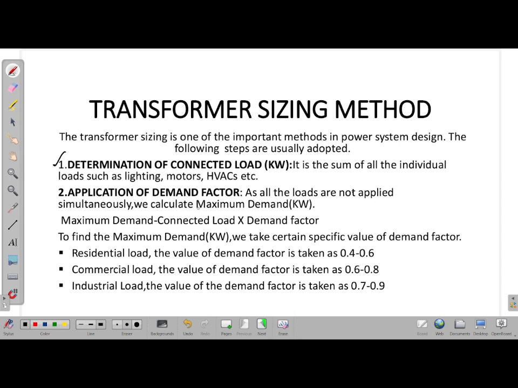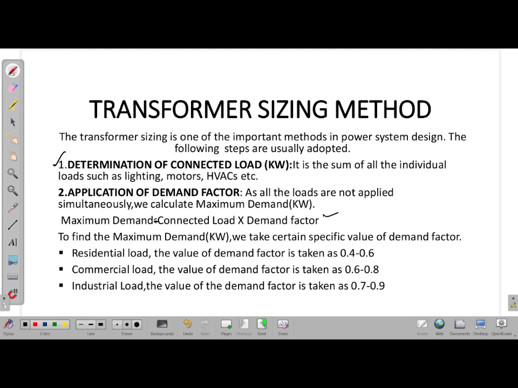Then, taking the connected load, we apply the demand factor to find out the maximum demand. The maximum demand is connected load into demand factor. To find the maximum demand, we take a specific value of the demand factor.